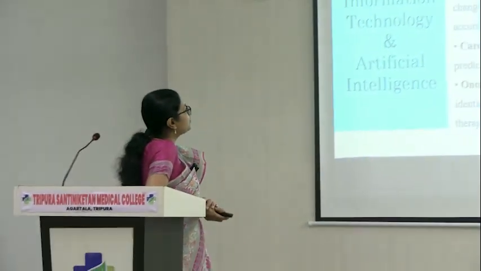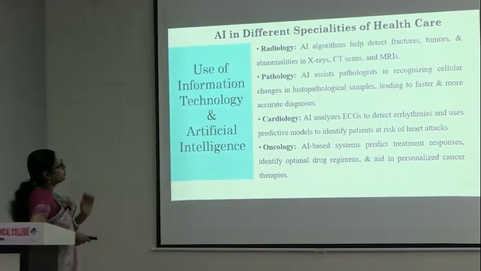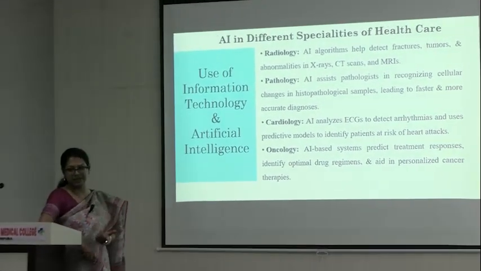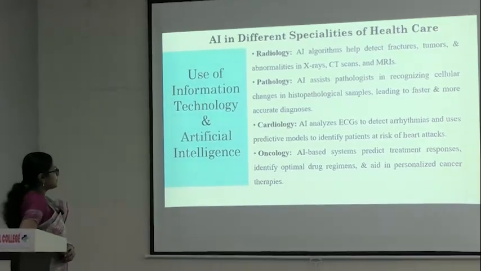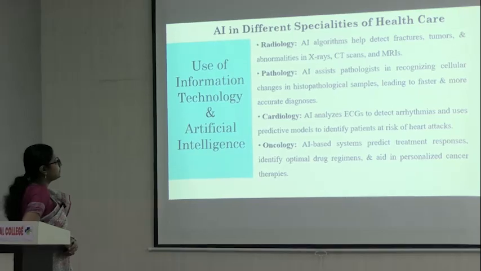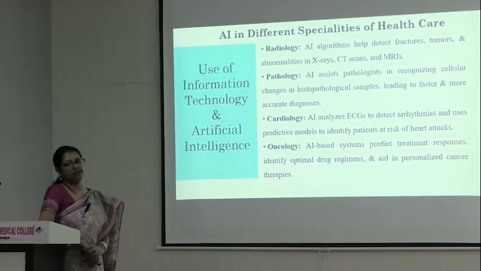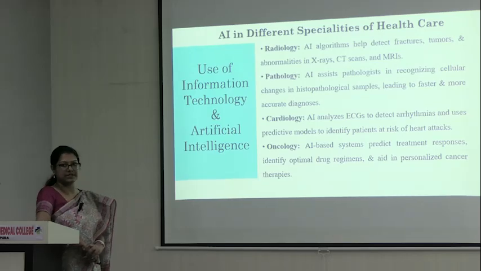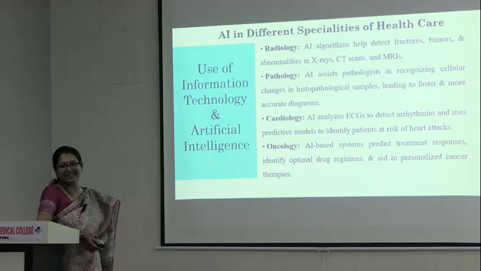So again, same thing for radiology, all those scans, for pathology, those histopathological samples or the peripheral blood smears. Cardiology, these AI-based apps can sometimes analyze ECGs also, and they can detect arrhythmia. So if they find anything suspicious, at that point they can guide the patient to visit a cardiologist. So in oncology also, oncology means which department? Cancer department. Very good.